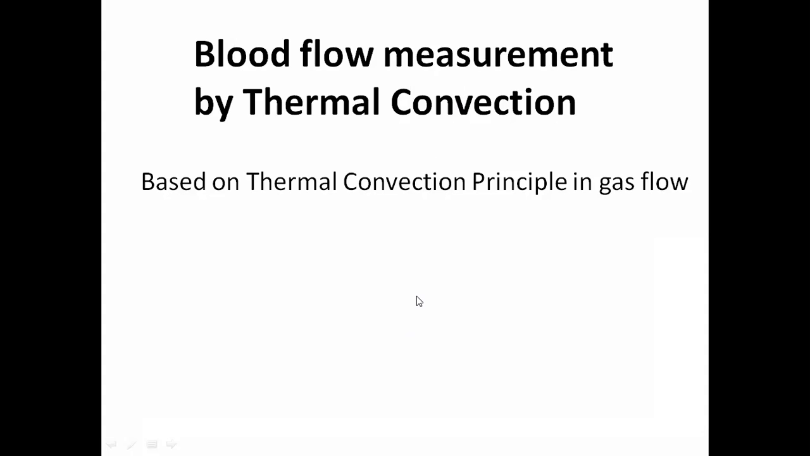Suppose a pipeline is there. In that pipeline, a gas is flowing. For the pipeline, on the upper side we have a sensor and on the downside we have a sensor. Between these two sensors, on the outside of the pipeline, we place a heater. Now this heater is producing heat.